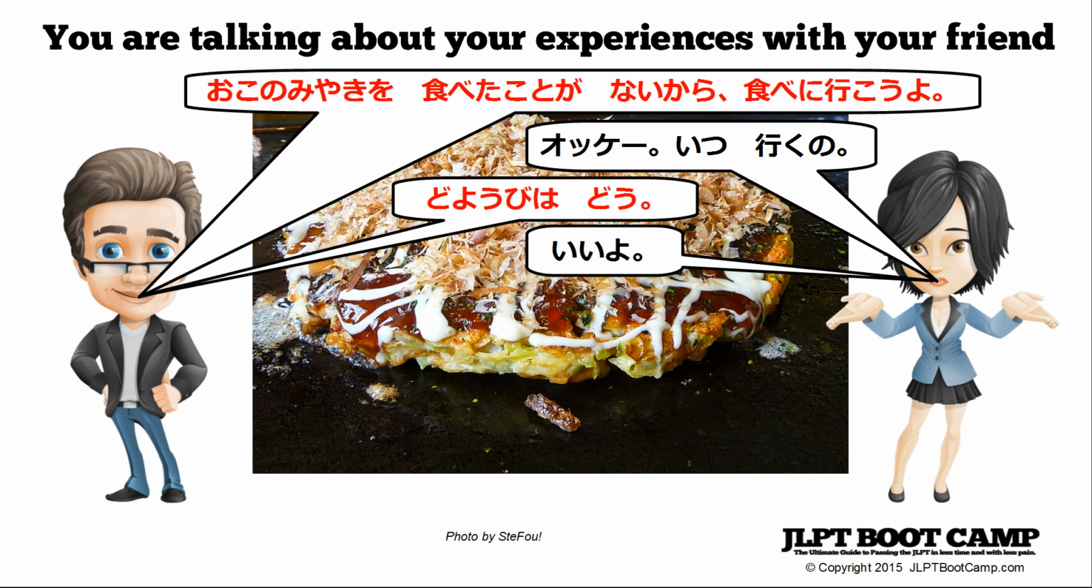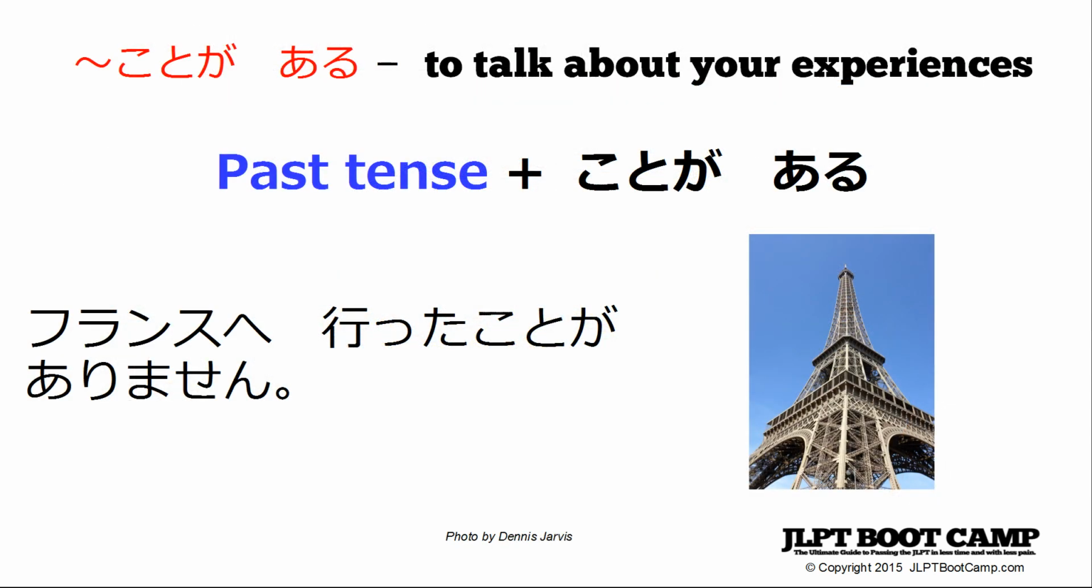And you were using koto ga aru. Actually, you were using the negative sense of this, koto ga nai. But koto ga aru is basically a way to talk about your experiences. And you can think of this as the present perfect tense in English to talk about experiences. So, for example, Fransu e itta koto ga arimasen. So, in English, we would say, I haven't been to France. I haven't had that experience.